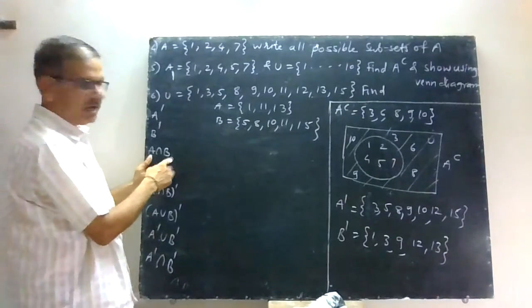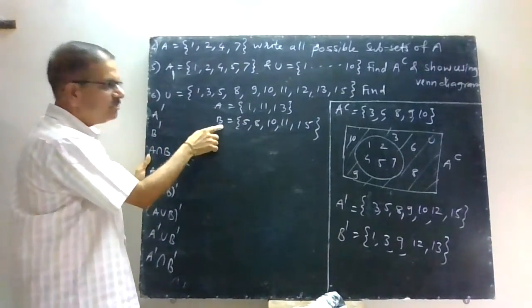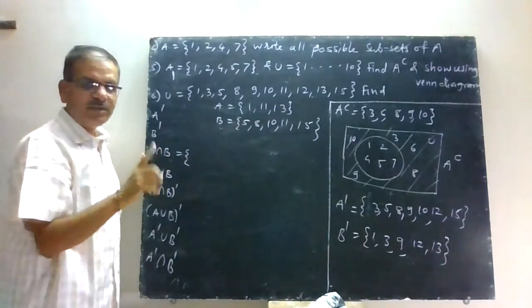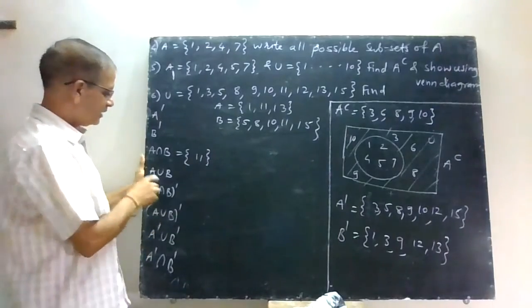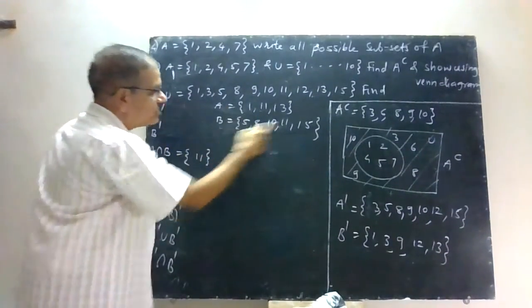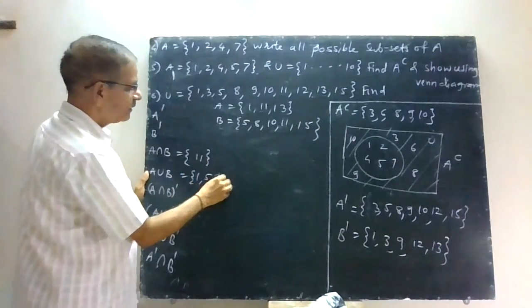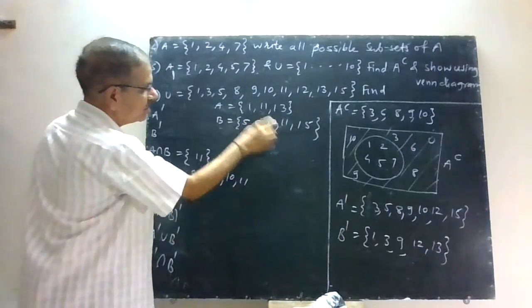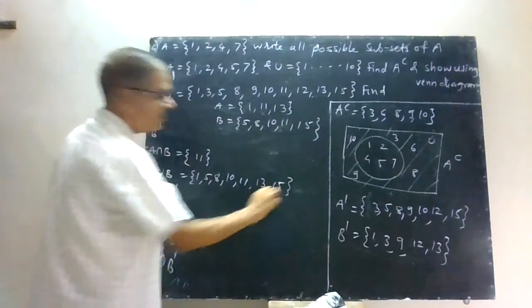Now you have to write down A intersection B. Intersection of these two sets means those elements which are common. 11 is the only common element, so we write that one. A union B means elements of A as well as B. These are 1, 5, 8, 10, 11. We write 11 only once. Then 13 and 15.